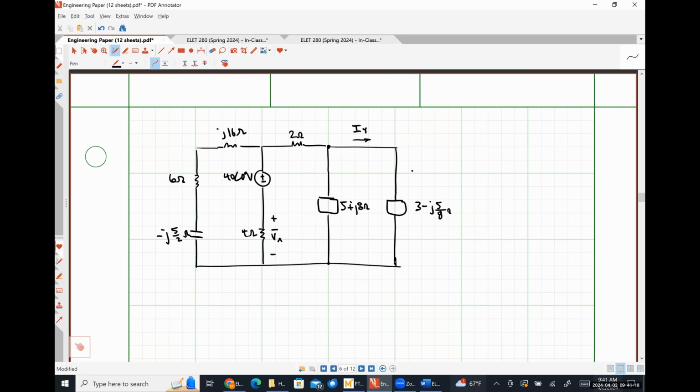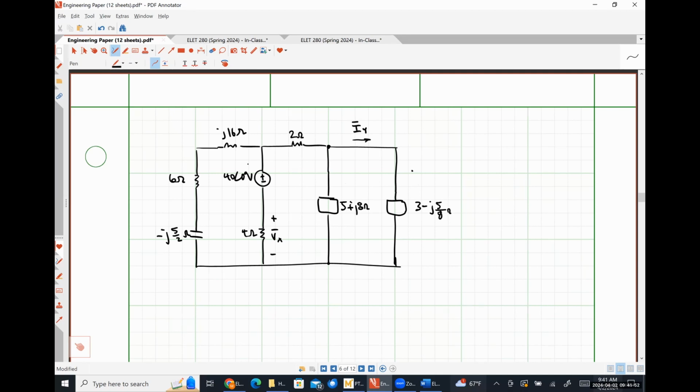I can observe that that 5 plus J8 is in parallel with 3 minus J5/8. That being said, the current Iy is the current flowing through that 3 minus J5/8. So if I lump those together, that current Iy goes away. So I wouldn't do it any further than here for this particular problem. I would absolutely lump them together.